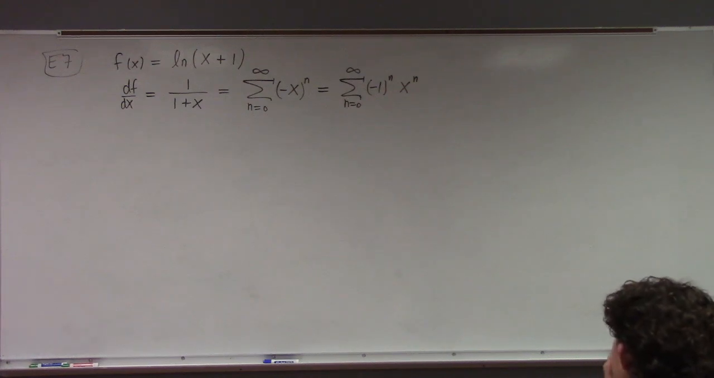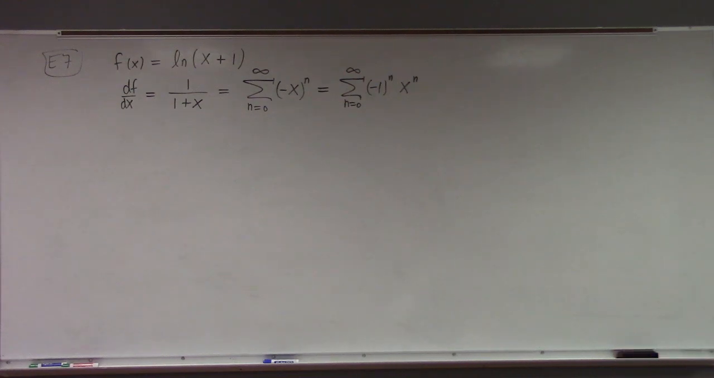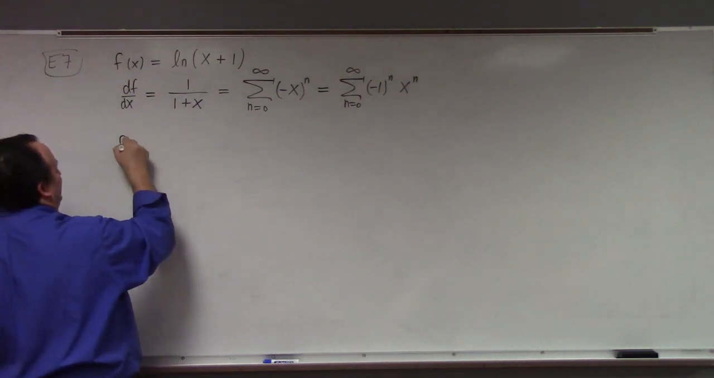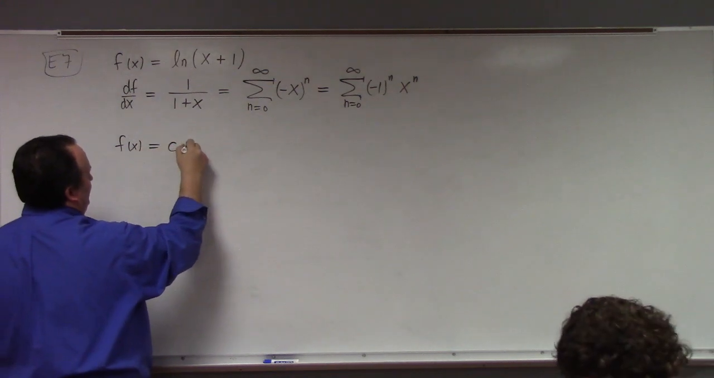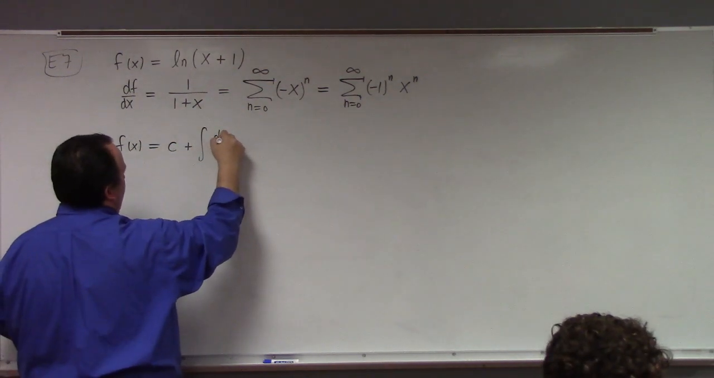You're like, well, what are we doing? Well, what I'm trying to do is show you how we can find the power series for the natural log of 1 plus x. You're like, well, you didn't find the power series for the natural log of 1 plus x. You found the power series for its derivative. That's true. So what can we do? Integrate. That's right. So f of x is a constant plus the integral of df dx.